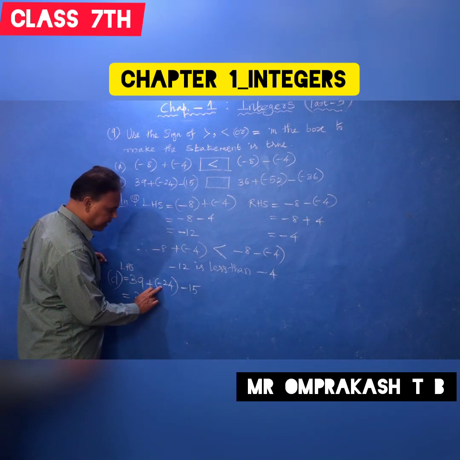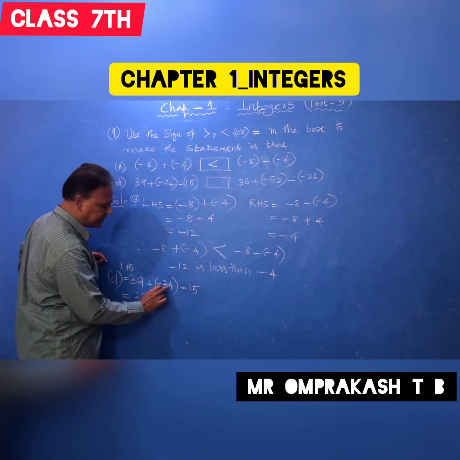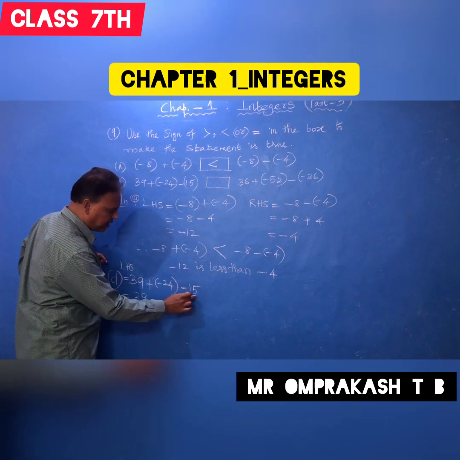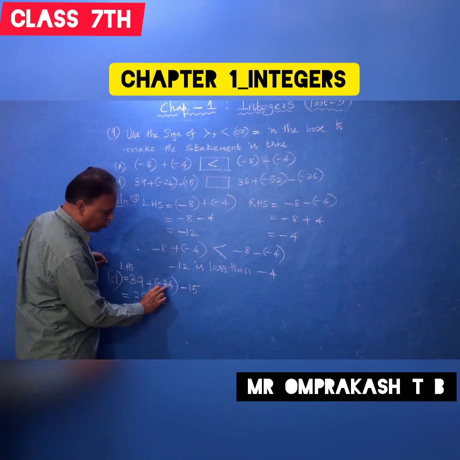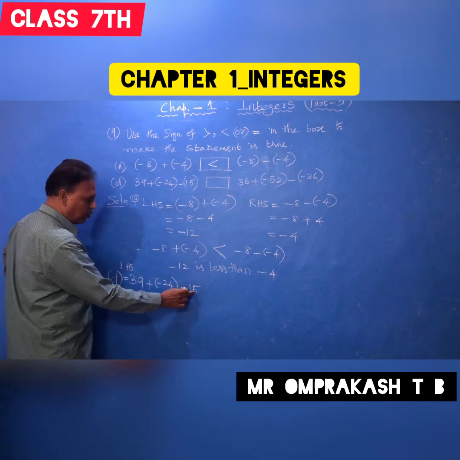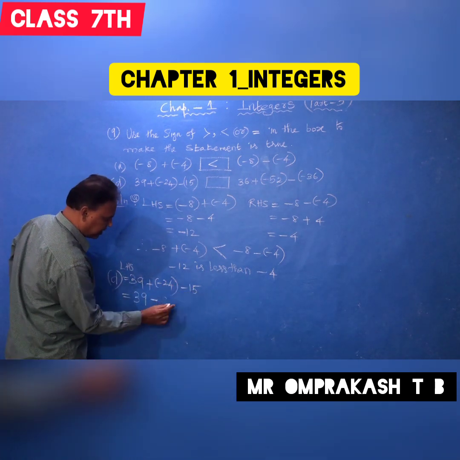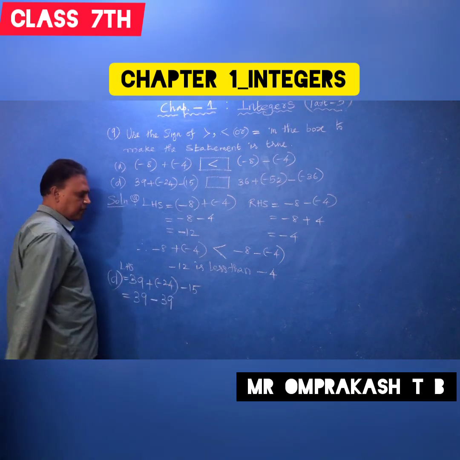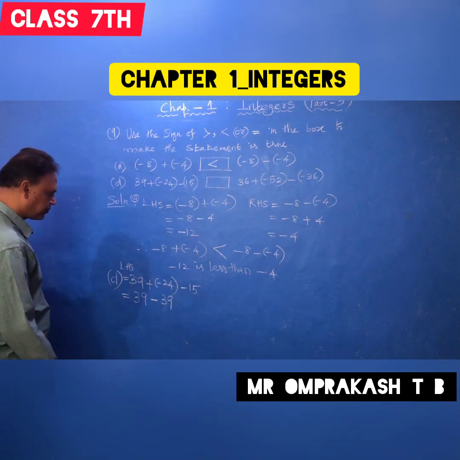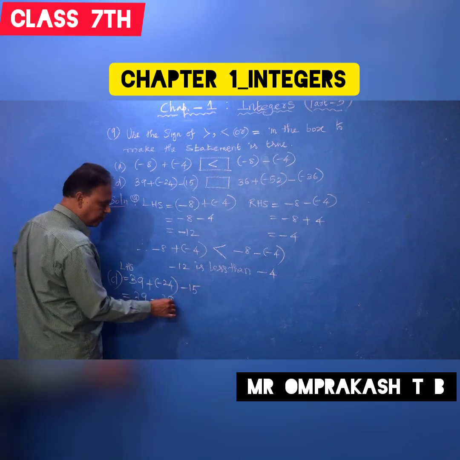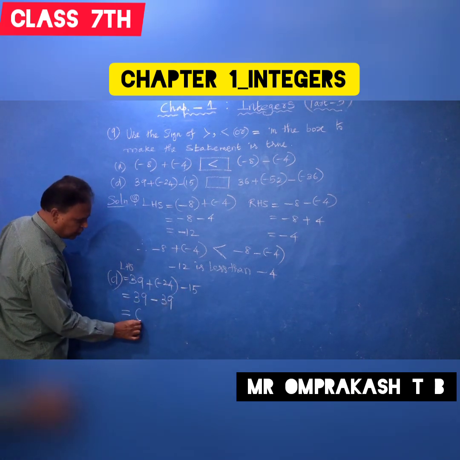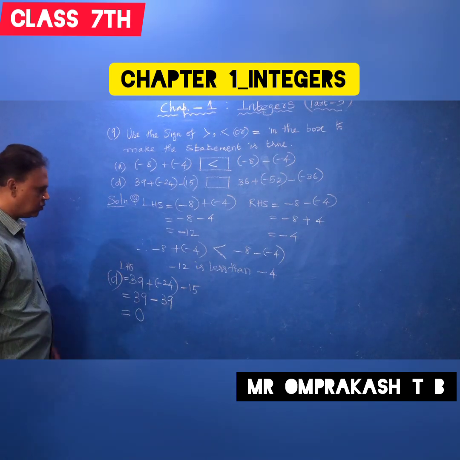Here you see minus 24 minus 15. Both are having the same sign. Same sign you write. Then add: 24 plus 15 is 39. Okay, 39 you write, but put the same sign. Now 39 minus 39 is 0. You are getting 0.